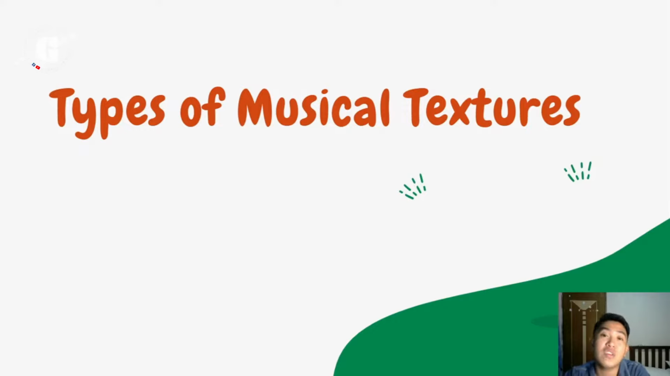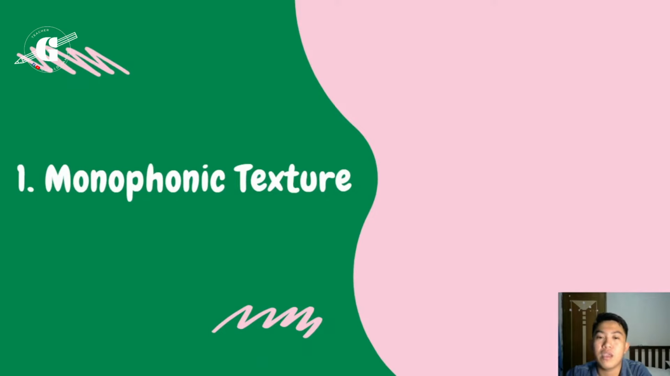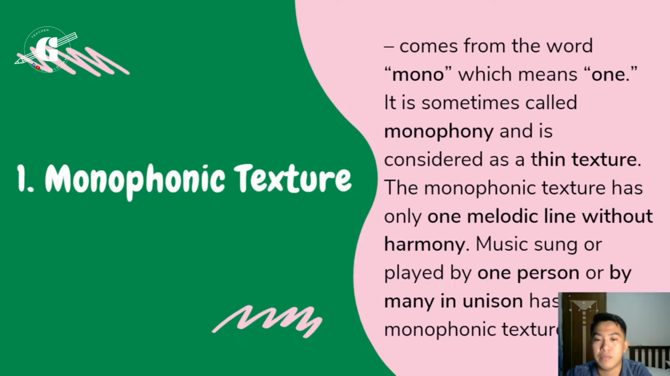Okay, next, we have here types of musical textures. The first one is what we call monophonic texture. So it comes from the word mono, which means one. It is something called monophony and is considered as a thin texture. The monophonic texture has only one melodic line without harmony. Music sung or played by one person or by many in unison has monophonic texture.